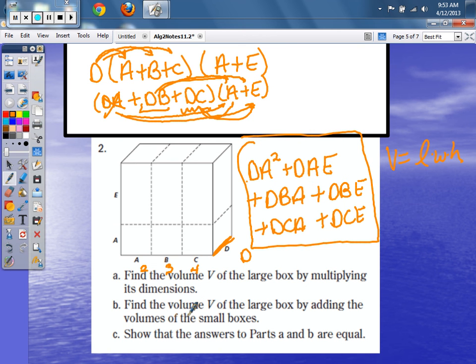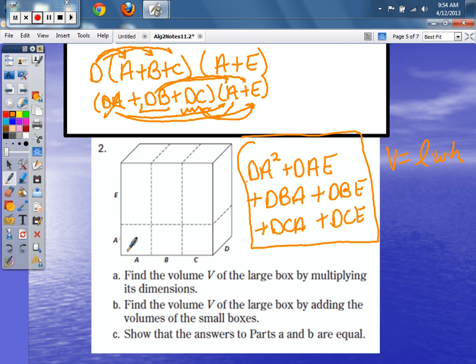Now, they want to find the volume V of the large box by adding all the volumes of the small boxes. What they're asking us to do here, and I think this is a really interesting question, is there are 6 boxes if you look carefully. Can you see all the 6 boxes? See, no, that's just too small.